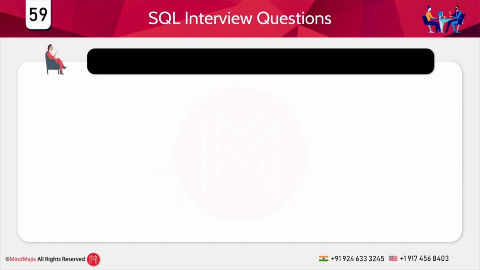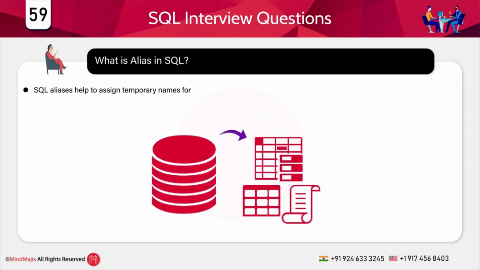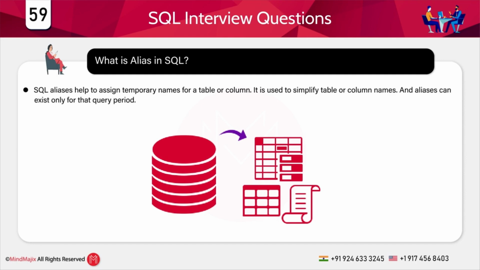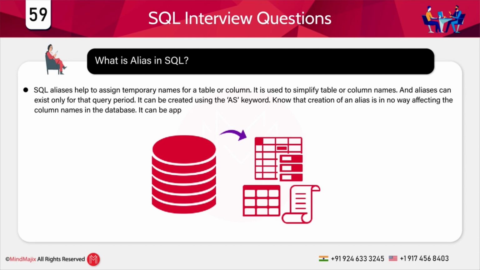So let's move to the next question. What do you mean by alias in SQL? SQL aliases help to assign temporary names for a table or a column. It is used to simplify table or column names, and aliases can exist only for that query period. It can be created using the AS keyword. Creating an alias in no way affects the column names in the database. Since the column names in the database are permanent, an alias is only a temporary name. This can be applied when more than one table is involved in a particular query.